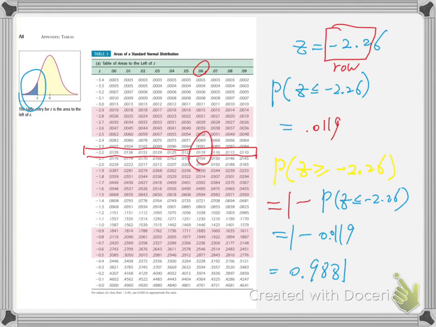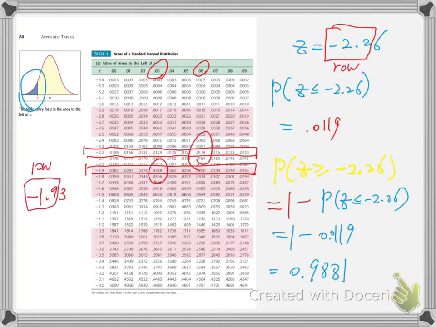So now let's go to the negative side of table 3. So negative 1.93. Negative 1.9 is this row. And then the second number is 3. So that's the number, that's the area. In the row negative 1.9, and then the fourth number from the left, it's 0.0268.